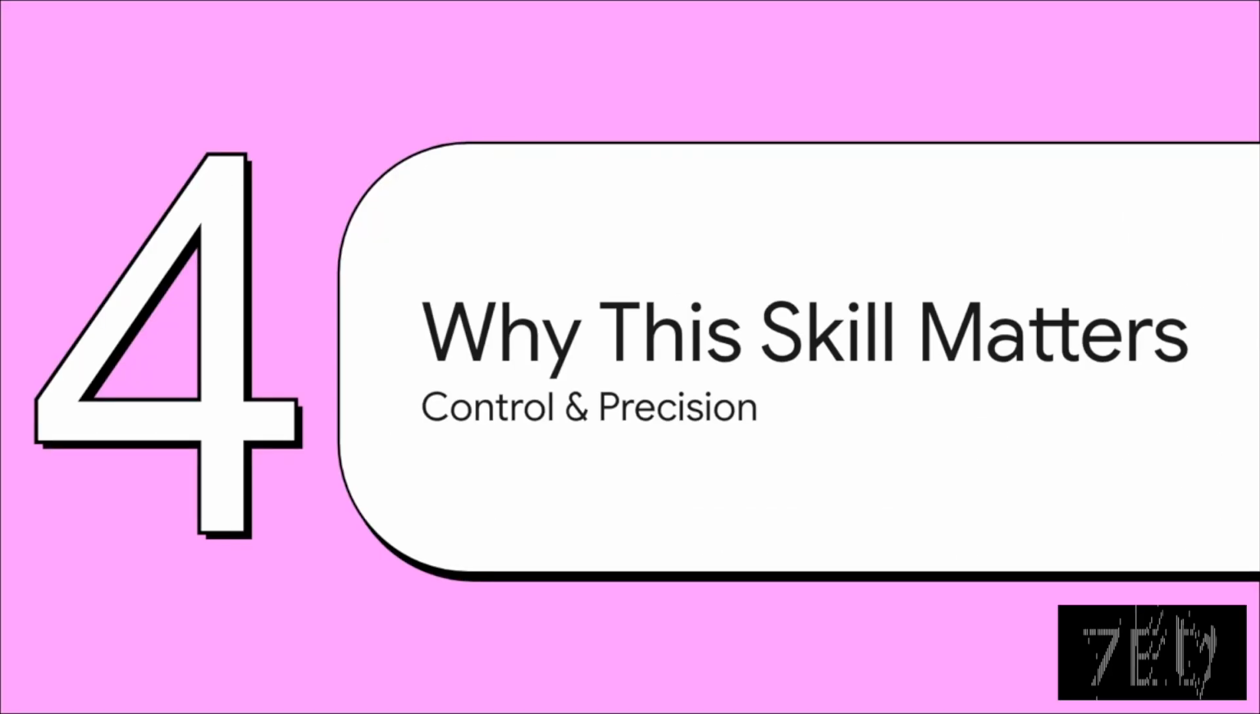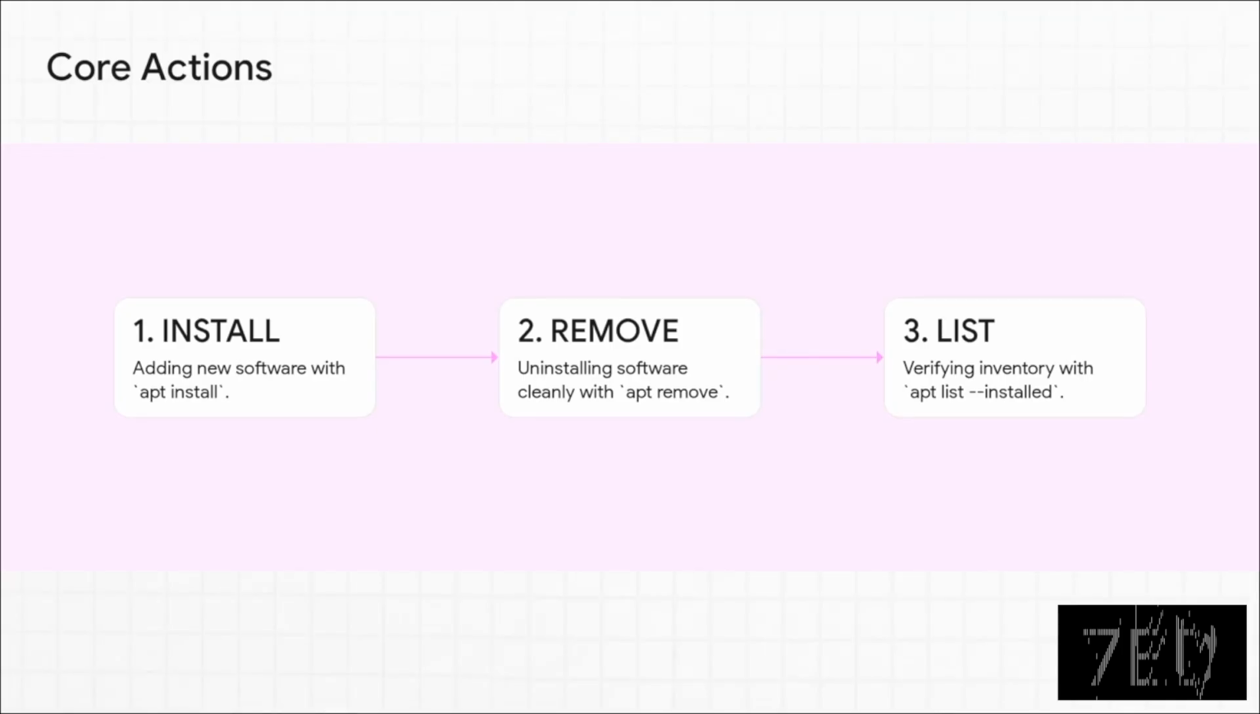So we've seen the how, but let's zoom out and talk about the why. Why does all this matter? Why would you trade a pretty simple app store for a command line? Well, the answer comes down to one thing: taking real, genuine control of your technology. Think about what we just saw. In just a few minutes, you've witnessed the three fundamental actions of software management. We saw how to install a new tool, how to cleanly remove it, and how to list everything on the system to verify what's there. These three simple commands give you an incredible foundation of control.